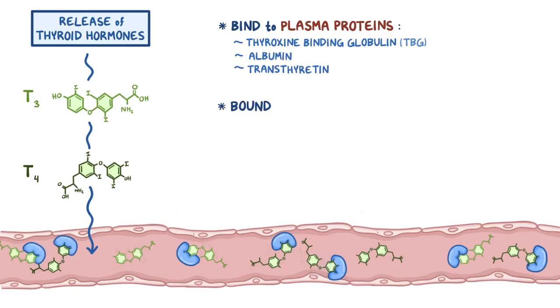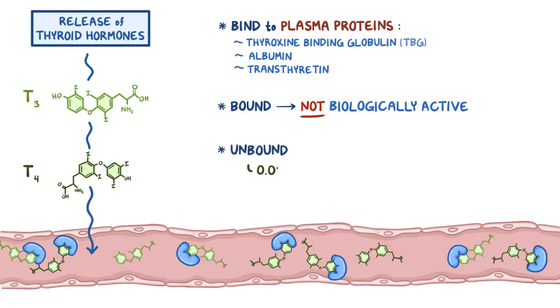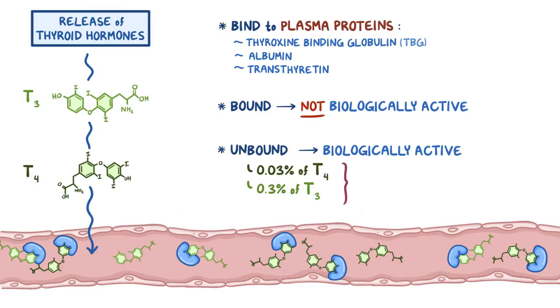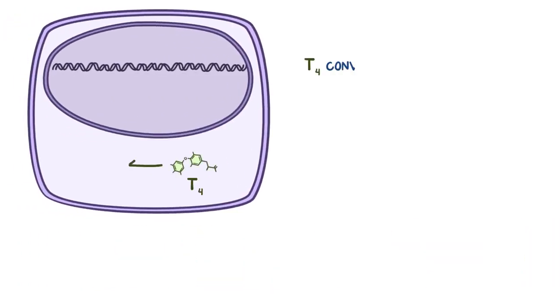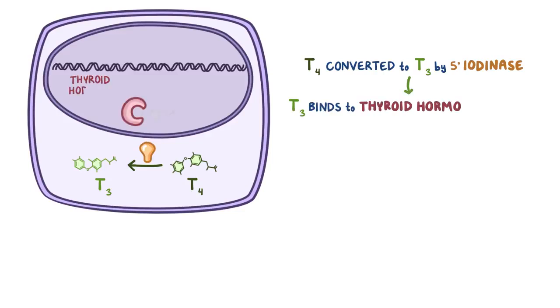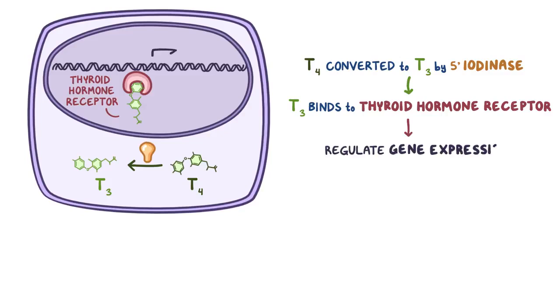Bound T3 and T4 acts like a reservoir of hormone that's not biologically active. In fact, only a small amount of T3 and T4 will travel unbound in the blood, about 0.03% of T4 and 0.3% of T3, and this fraction is biologically active, which means that this is what gets picked up by virtually every cell in the body. Once inside the cell, T4 is mostly converted into T3 by the enzyme 5-iodinase. T3 binds to thyroid hormone receptors which are within the cell's nucleus, and these receptors regulate gene expression.